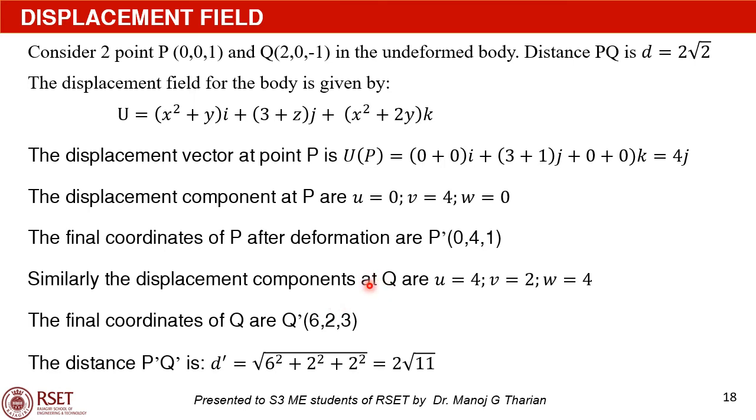Similarly, the displacement components at Q we obtain by substituting the coordinates of point Q in the given displacement field, and we get small u along the x direction is 4, v along the y direction is 2, and w along the z direction is 4. The new position of Q is Q dash, and we obtain its coordinates by adding these displacement components to the original coordinates of Q, and we obtain the coordinates of Q dash as 6, 2, 3. The distance between P dash and Q dash we obtain using the distance formula, that is d dash is equal to 2 root 11.